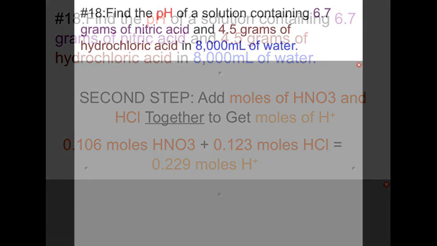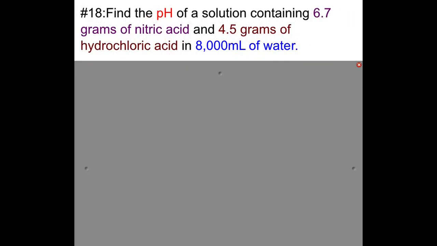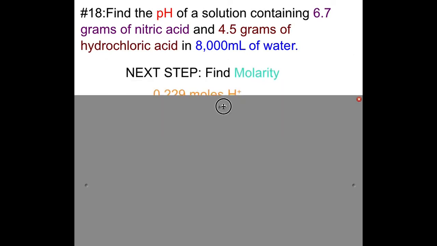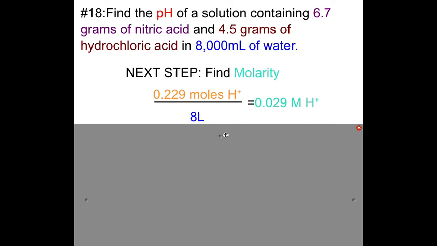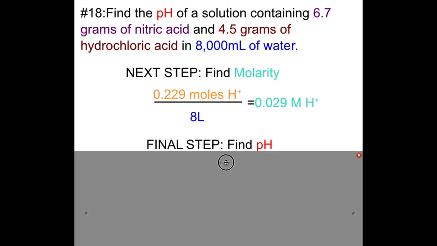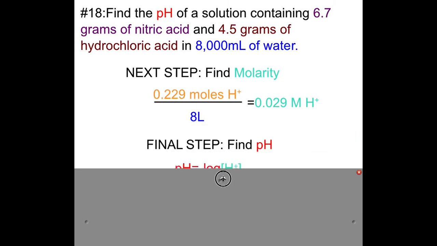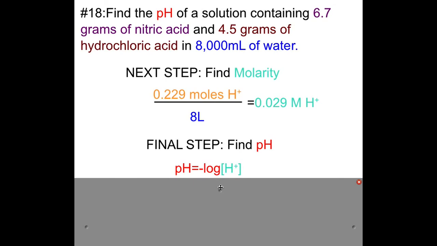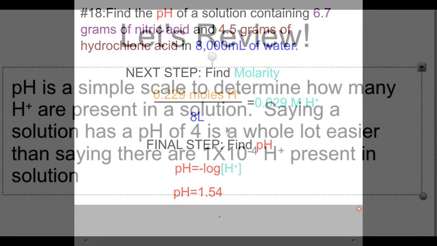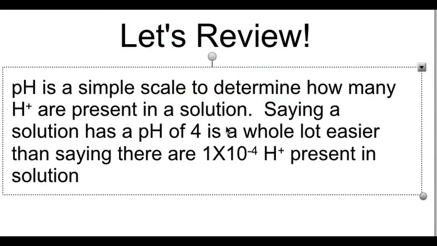So now using the moles of the hydrogen ions, we can determine what the pH is. First, we're going to find what the molarity is. You're going to use the numbers 0.229 moles of hydrogen ions, which we just determined, divided by 8 liters of water to get 0.029 molar hydrogen ion concentration. I'd like to point out that I went from 8,000 milliliters to 8 liters to find this equation. Then we can find what the pH is. Again, using the equation pH equals negative log of hydrogen ions, we can determine what the pH is, and that is 1.54.